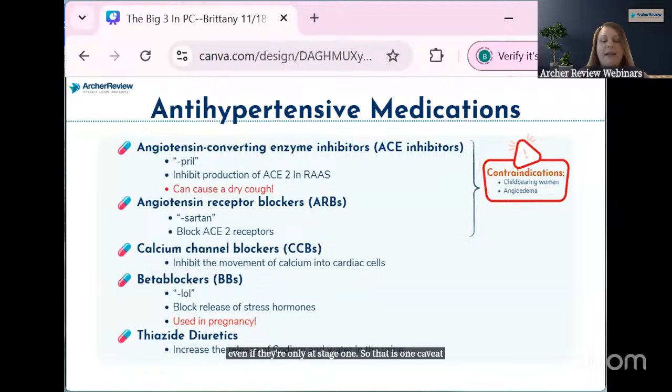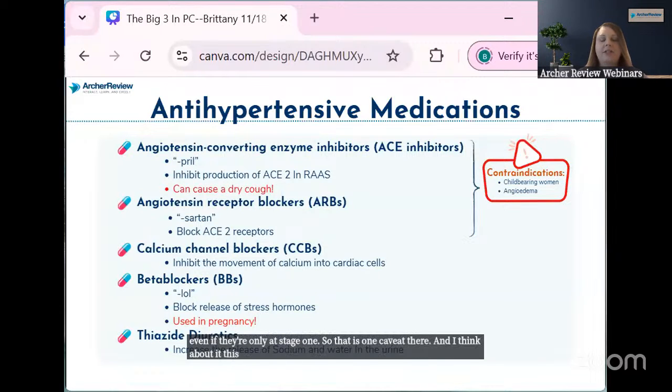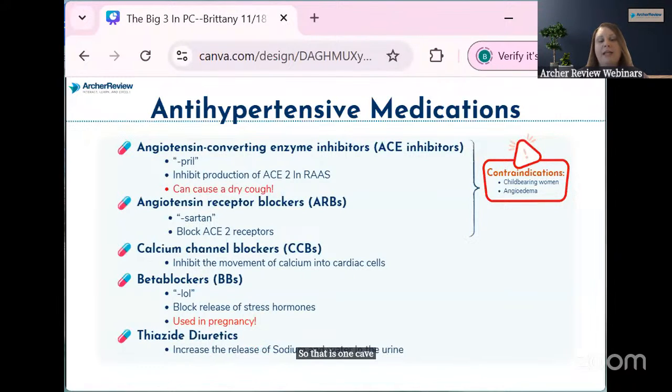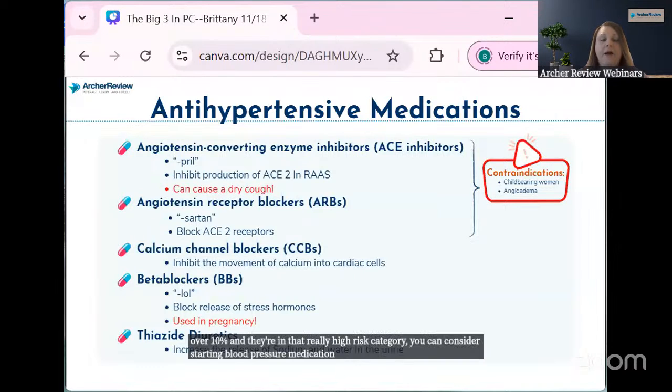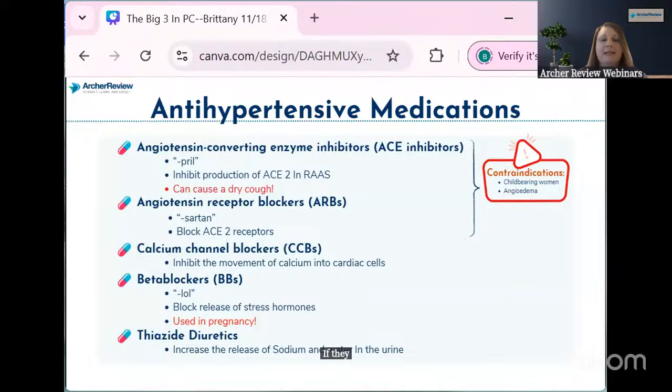And I think about it this way: hypertension, there's a TEN in the middle. So that is one caveat, that if your patient's ASCVD risk is over 10% and they're in that really high risk category, you can consider starting blood pressure medication if they fall into that category. Because again, these comorbidities are going to increase the risk of heart disease, and we really want to try to mitigate that as best as we can.